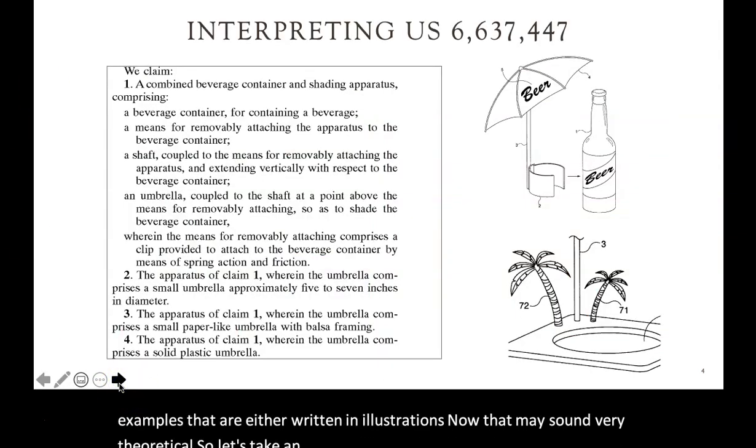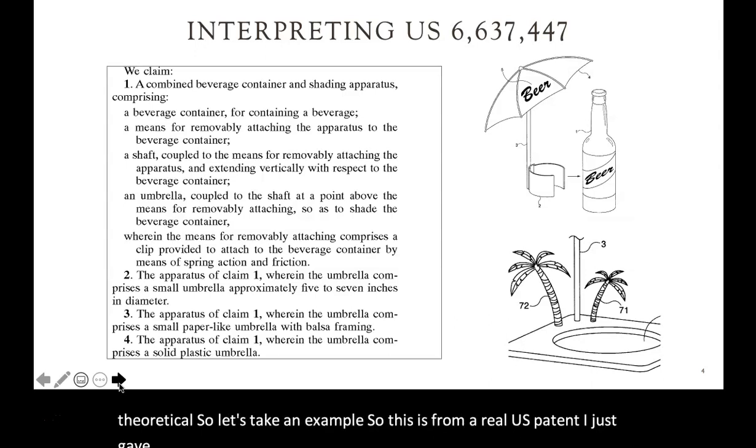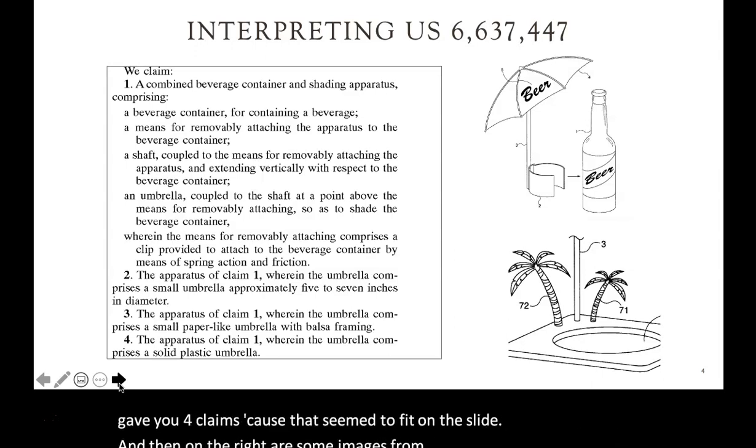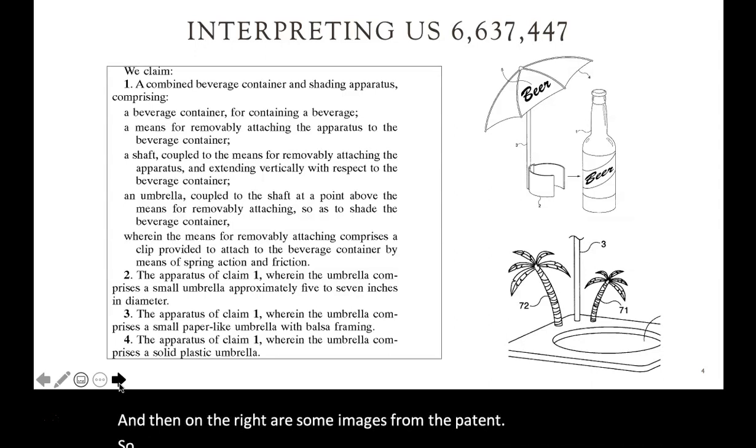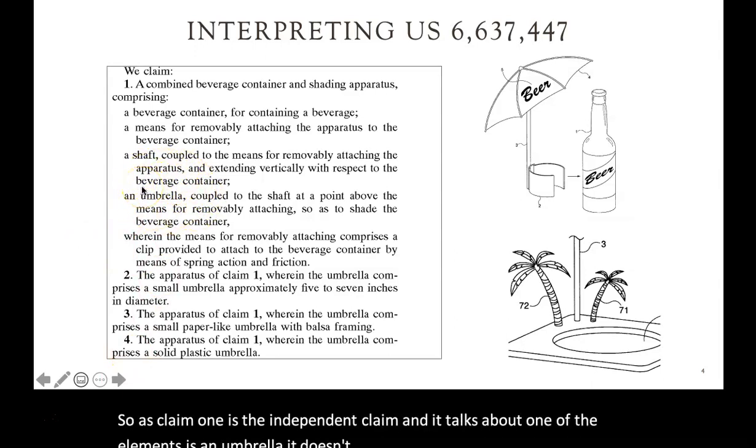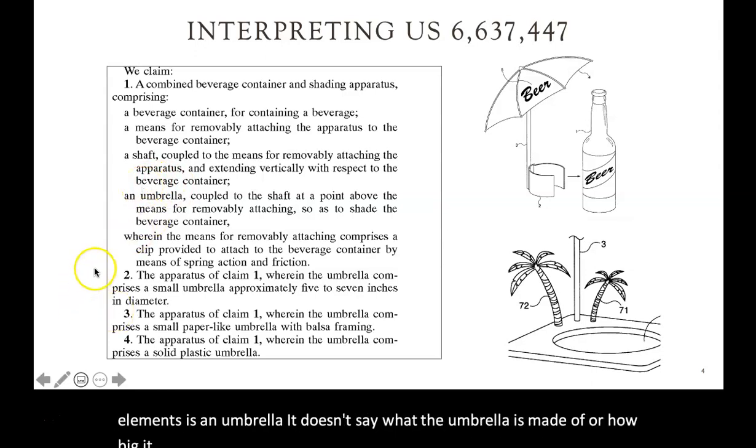So, this is from a real US patent. I just gave you 4 claims because that seemed to fit on the slide. And then on the right are some images from the patent. So, as you know, claim 1 is the independent claim, and it talks about one of the elements is an umbrella. It doesn't say what the umbrella is made of or how big it is. And you should see that dependent claims 2, 3, and 4 do go into that detail.